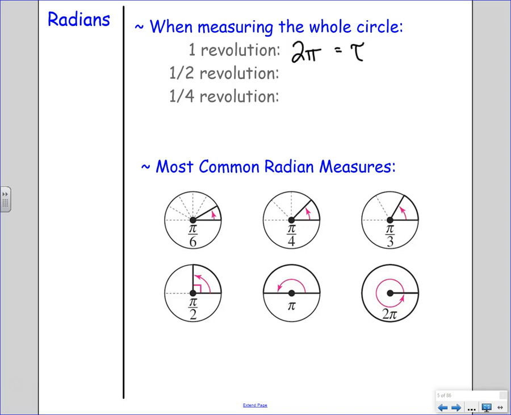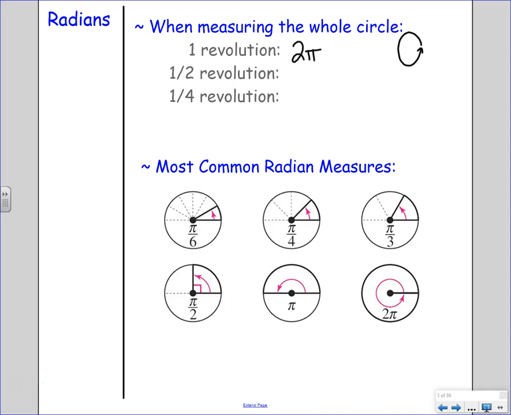I'm going to erase the tau because our book doesn't really talk about it, even though some people online say tau would have been so much better. It is what it is. Everything is measured in pi in the unit circle, and in the precise measurements of angles in the unit circle. So that's 1 revolution. That's going all the way around the circle. That's measuring the entire way.